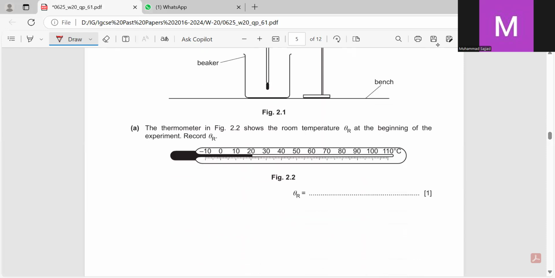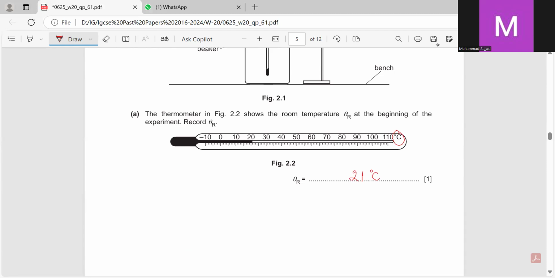So we need to measure this temperature: 20 and 1 degree ahead, so 21 degree. If we are writing only 21, we are getting 0 mark. We need to write definitely degree Celsius, which is the unit of temperature, by liquid in glass thermometer, and you can check it by reading the theory or by looking at the diagram, and it is mentioned in degree Celsius as I circled on the thermometer.